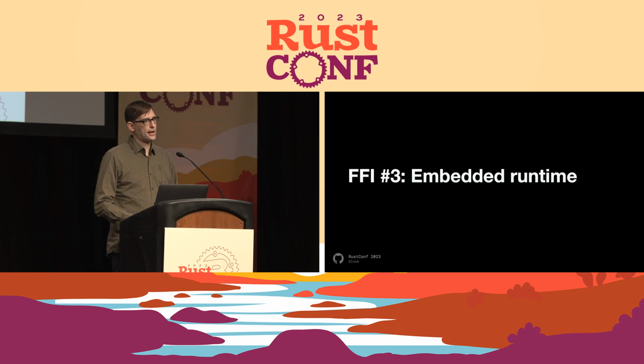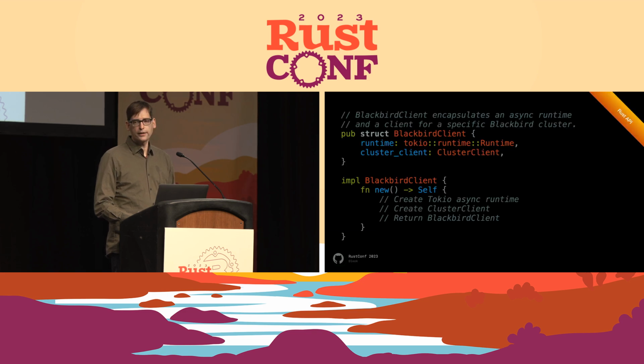So let's take a look at how this works. In the Rust code, we have a Blackbird client. This is like the top level object that we're going to put onto our Go struct. And as you can see, it has a complete Tokio runtime. And it starts that runtime and starts executing stuff. So this is responsible for bridging between sync and async.